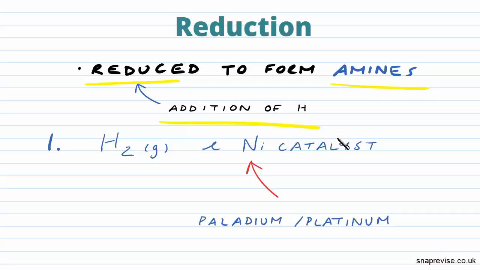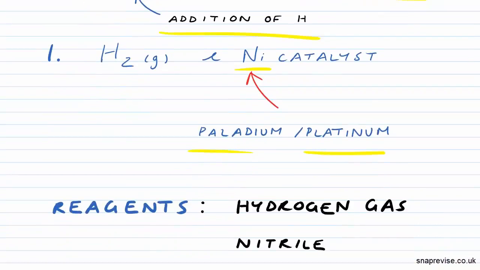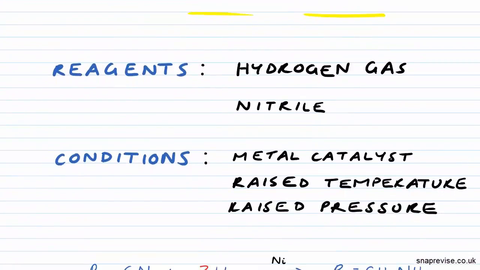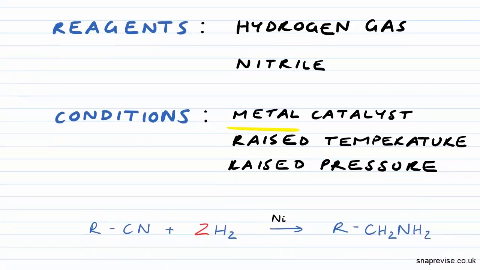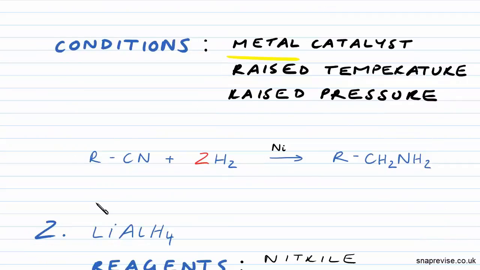So the first way that our nitriles can be reduced is through the addition of hydrogen gas and a nickel catalyst. It doesn't always have to be a nickel catalyst, it can be another metal catalyst such as palladium or platinum. But for today's video, I'm going to stick with the use of nickel. So you can see the reagents we're using are our hydrogen gas and our nitrile. And the conditions we're using are that metal catalyst, and we're raising the temperature and pressure to increase the rate of reaction.